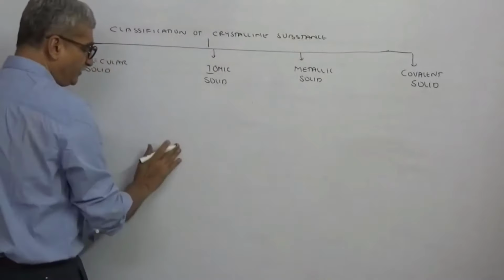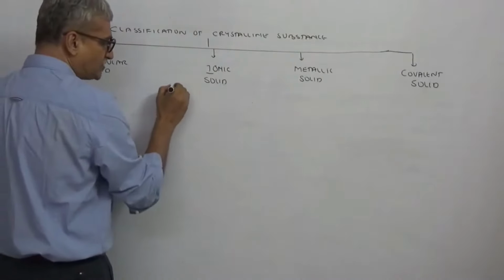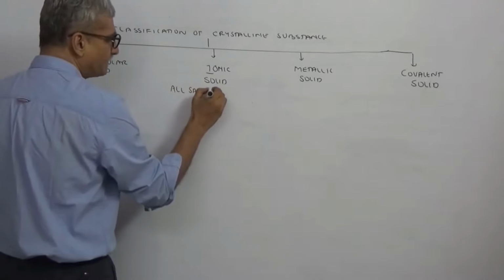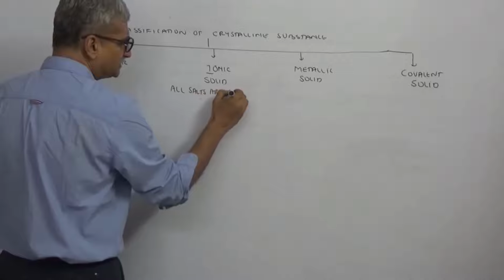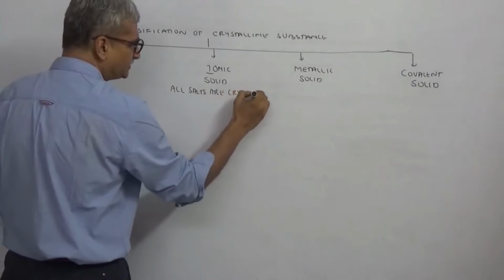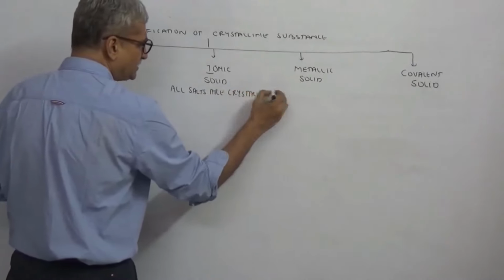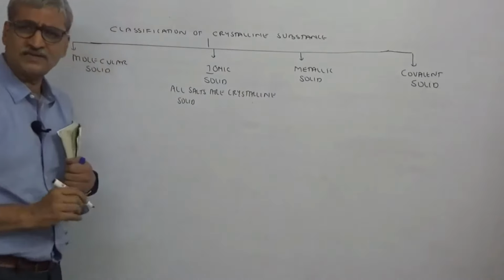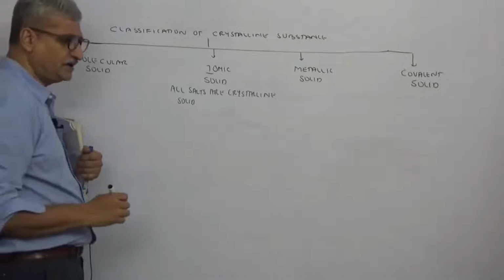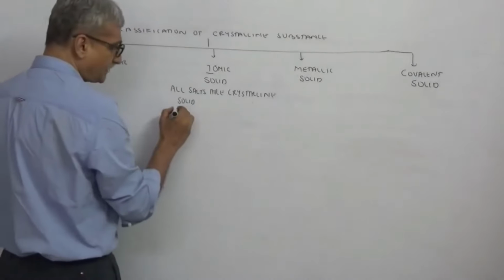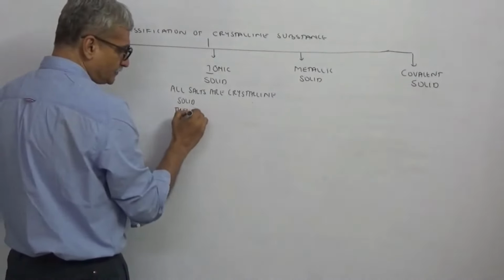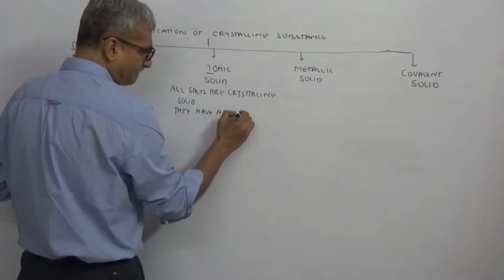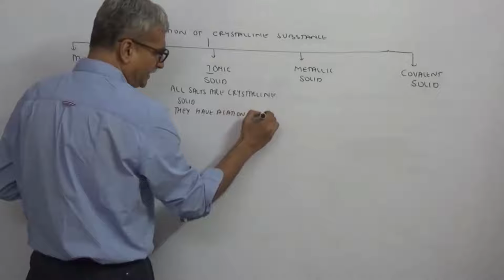So when you talk of ionic solids, what happens? All salts are crystalline solids. They possess both a cation and an anion.